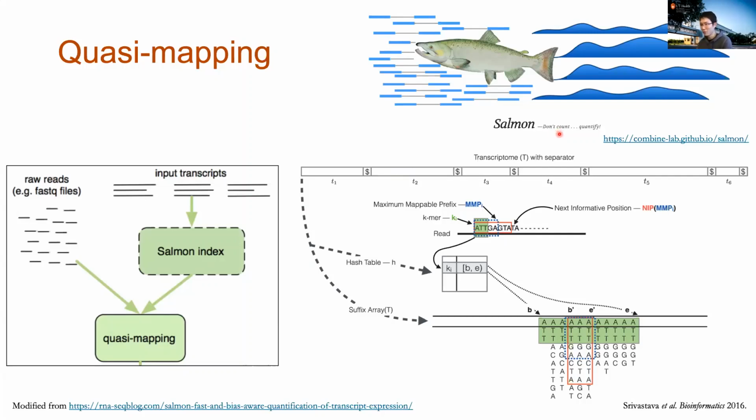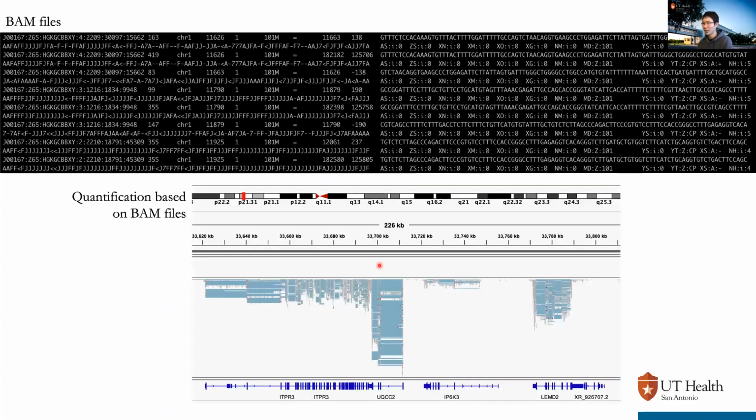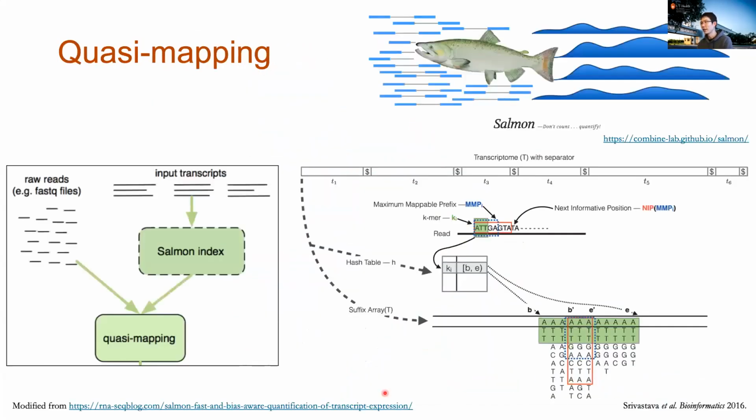By counting, it means the traditional way: we align everything back to the genes, and then we count how many reads fall in each gene. That's the counting method. And Salmon, they say don't count, just simply quantify. I'm just doing the conceptual introduction today. How they do it is, we have the raw reads, all the sequences we obtain from the RNA sequencing.